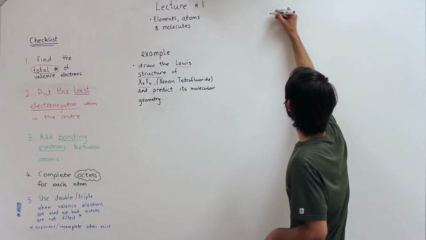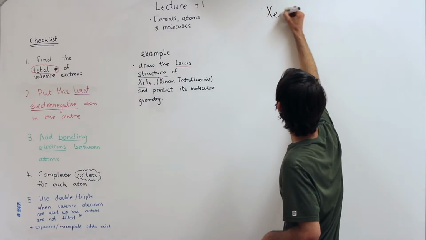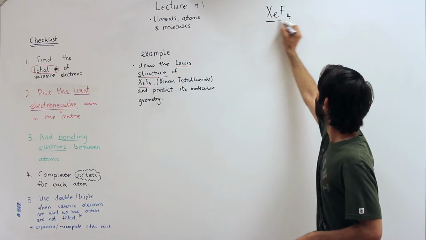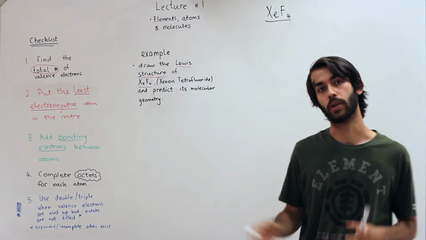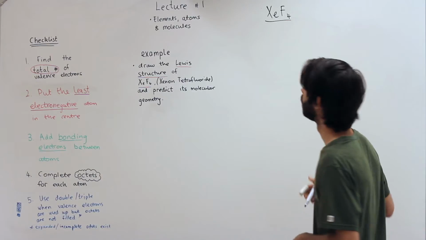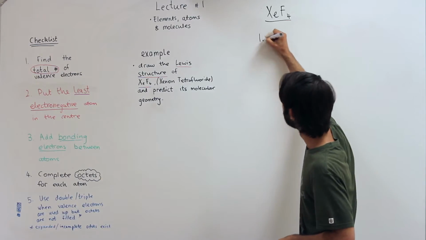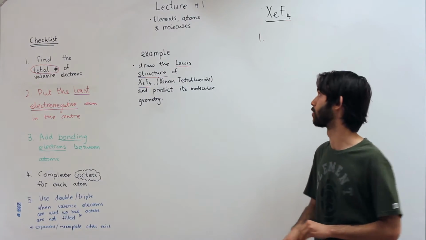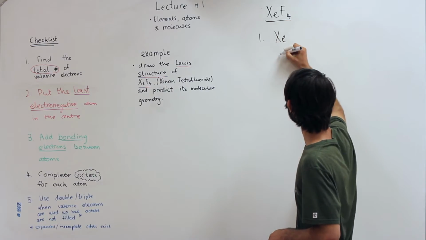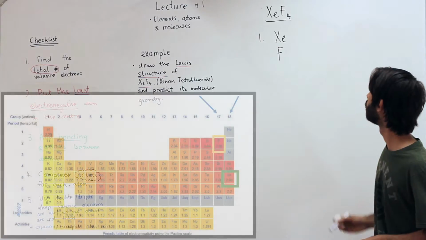So for this example, we'll look more specifically at the xenon tetrafluoride compound. And now looking at this, we can go to our checklist and start ticking off the things to do. So firstly, we need to find the total number of valence electrons. So this example will have xenon and fluorine like so.